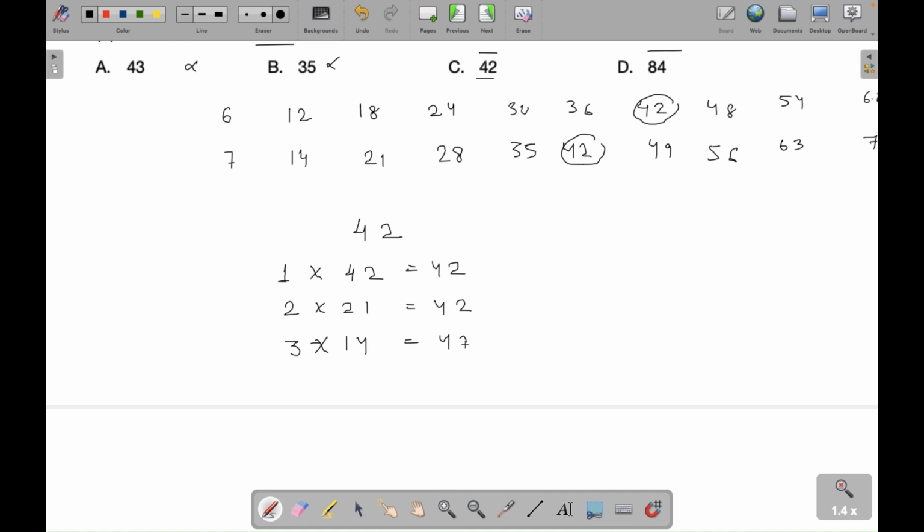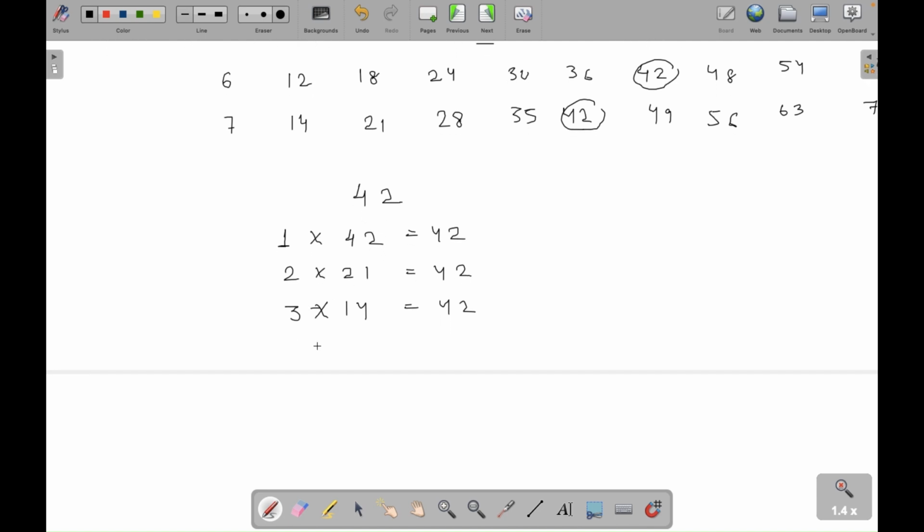Is 42 divisible by 4? No, it is not. Is it divisible by 5? No. 6? Yes, it is. So 6 times 7 is 42. And then we'll have 7 times 6 is 42. 7 times 6 and 6 times 7 is the same, so we'll not do this step and stop finding further factors. That means these are the only factor pairs.